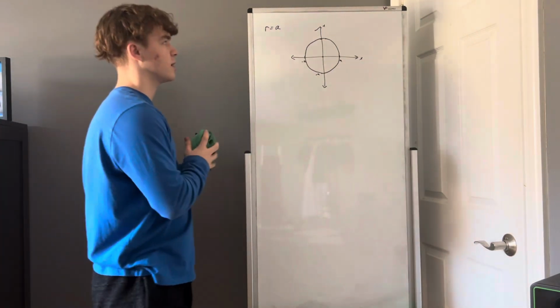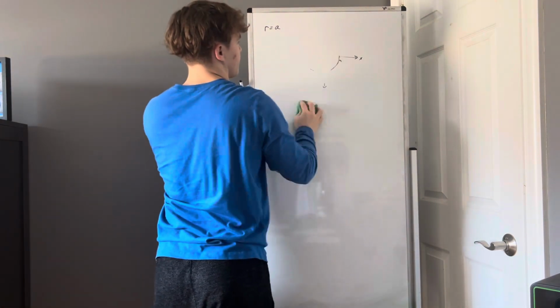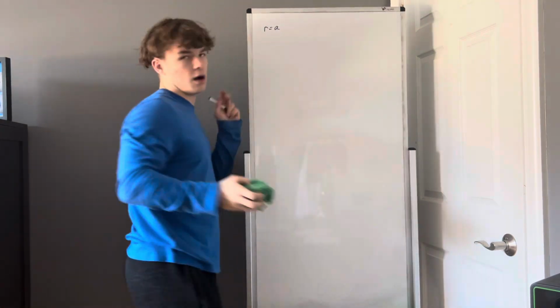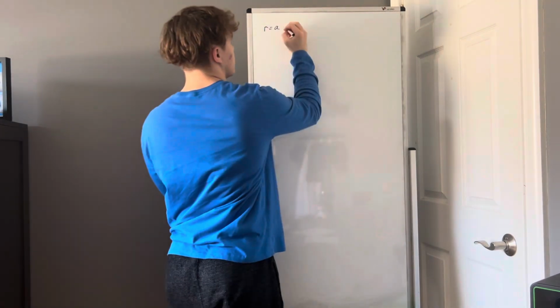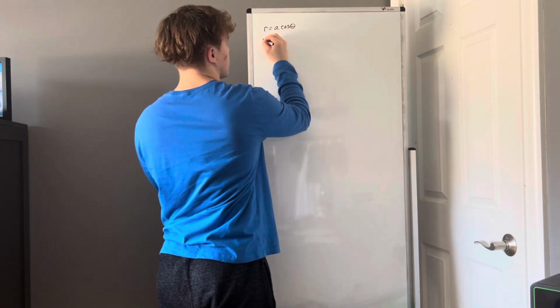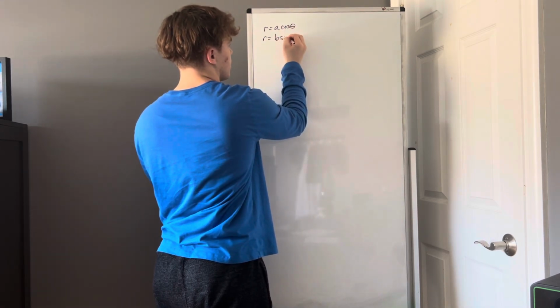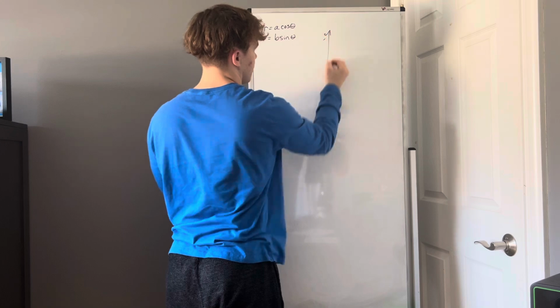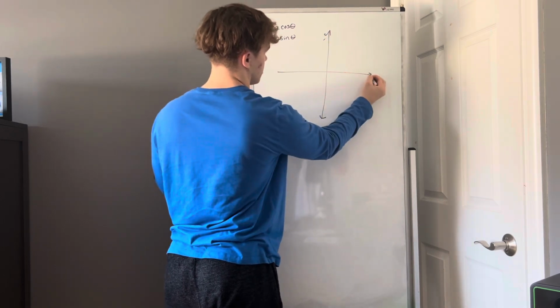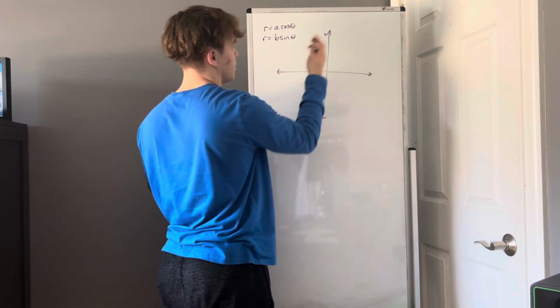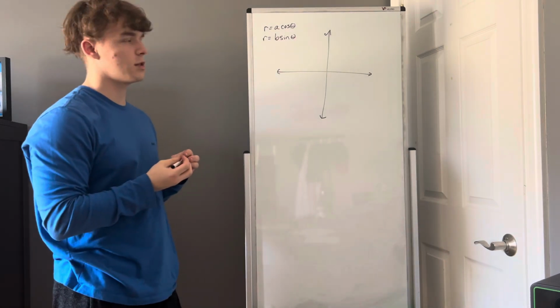Let's graph some circles that aren't centered at the origin. R equals A cos theta. R equals B sine theta. We're going to graph these on the same graph, and so that's why I used A and B. Remember, they could still be the same value. We know this, general algebra.